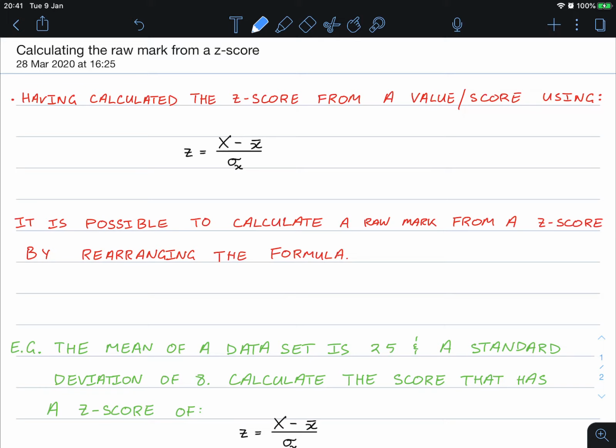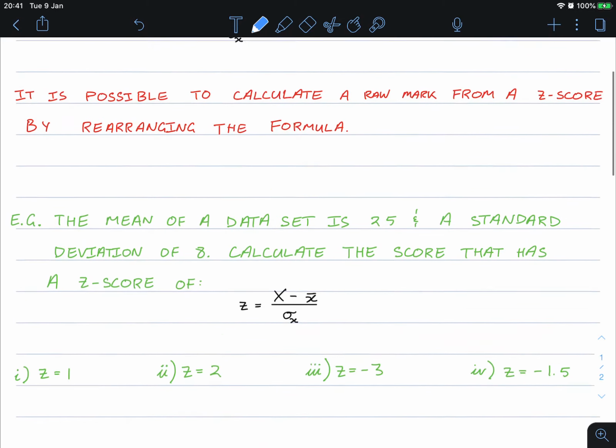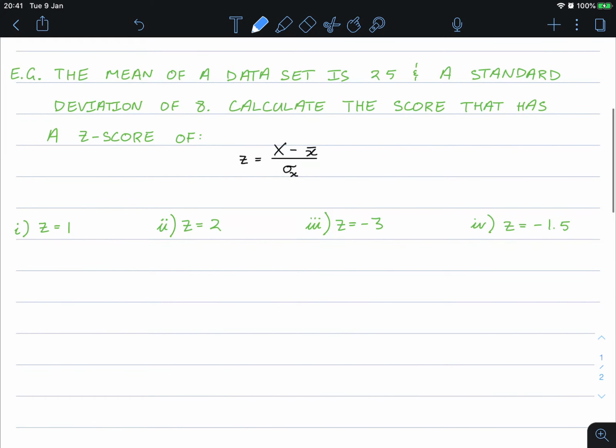Having calculated the z-score from a value, score, or raw mark using this formula, as we've seen in the previous video, it is possible to calculate a raw mark from a z-score by rearranging the formula. So let's get straight into it using these four examples.